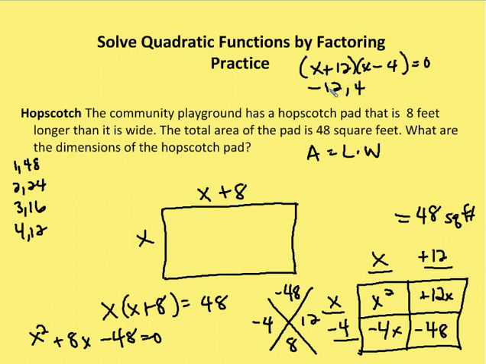Well, I know that -12 cannot be a length for a side. So if I plug in -12 for x, that's not going to work out. I cannot have a negative value for a length. So in this case, x is going to be equal to 4. That's going to be my width, and my length will be 12. So the dimensions of the hopscotch pad are going to be 4 by 12.